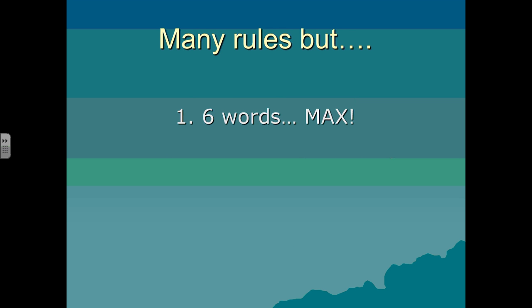So there are many rules that we have. We're not going to go over a lot of them, but the very first one is 6 words max. So on this slide, there are only 6 words, but you get the point across. Now, with those 6 words, they should, again, be jot notes. They shouldn't be full sentences. If it is, it could be a definition of some sort.